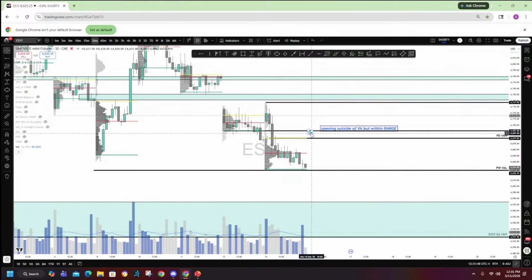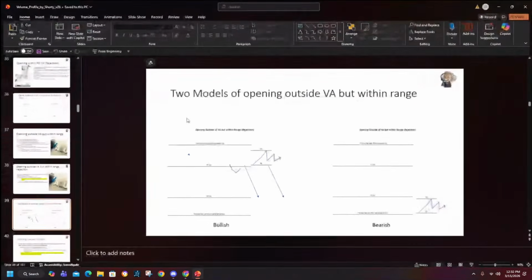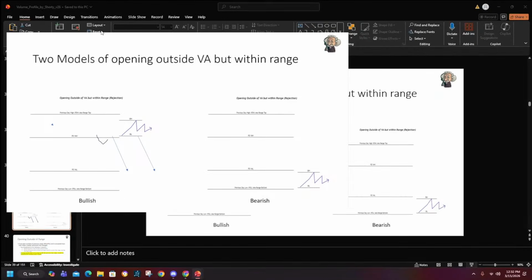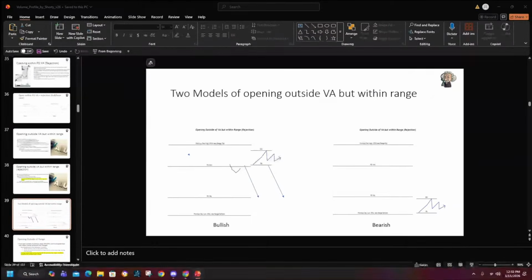But you open here tomorrow, let's say you open here and you lose PD value area high. What would that tell you? So this is the two scenarios that you would have, right? So this would be that case. We open above, and then you lose the value area high. What would that tell you about what's setting up?